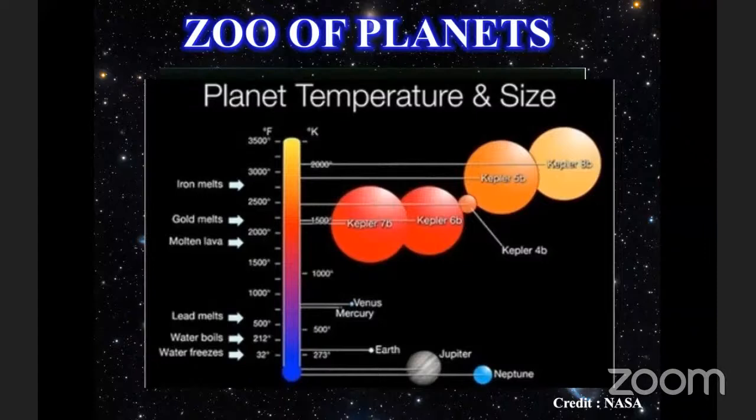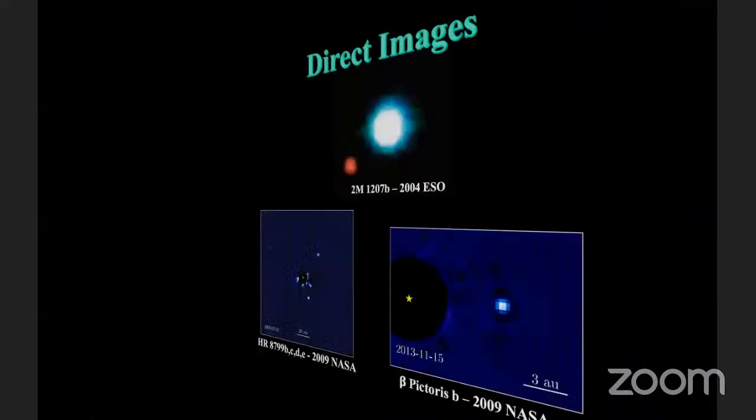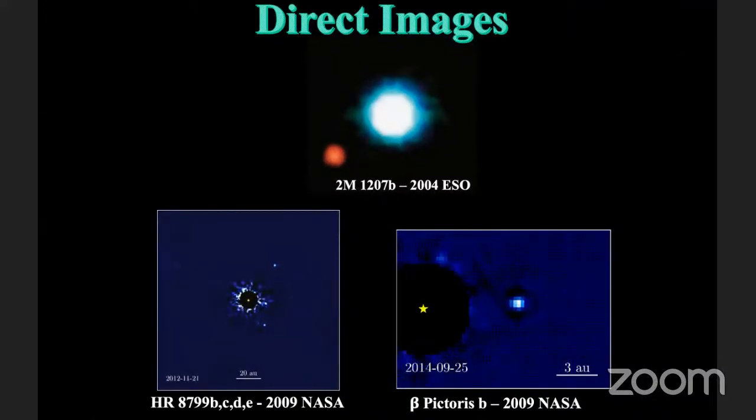So Kepler has discovered such a diverse kind of planets that our entire concept of planetary science got revolutionized. In the meantime, some big ground-based telescopes and the Hubble telescope also imaged some of the planets directly.